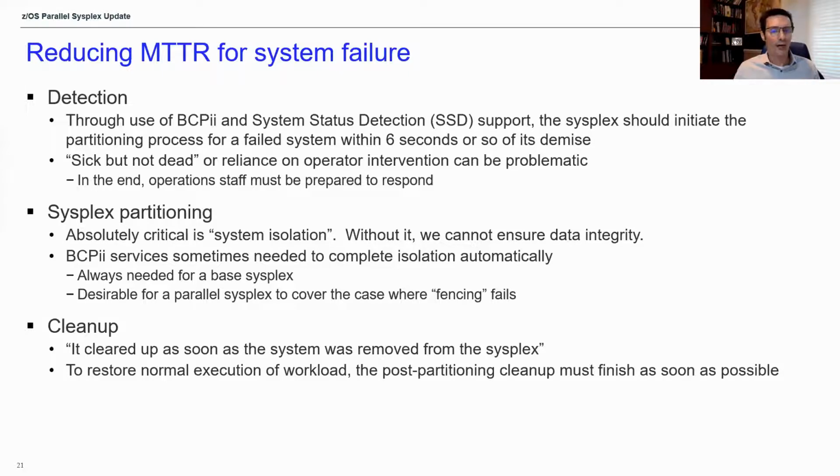And so we want to use this fencing as much as possible so that we can then clean up that removal of that system from the Sysplex and resume our surviving systems to pick up the workload as much as possible, right?